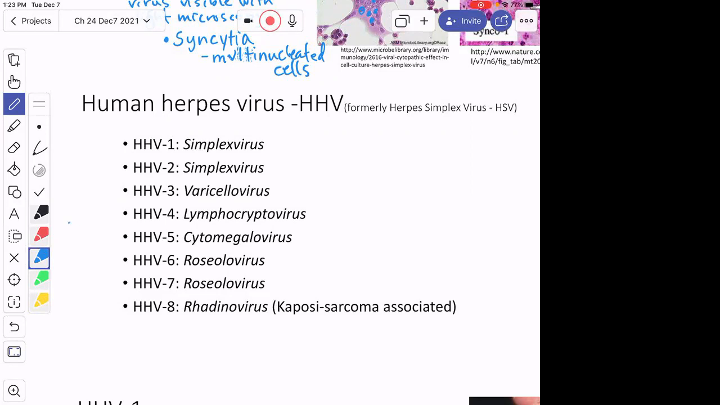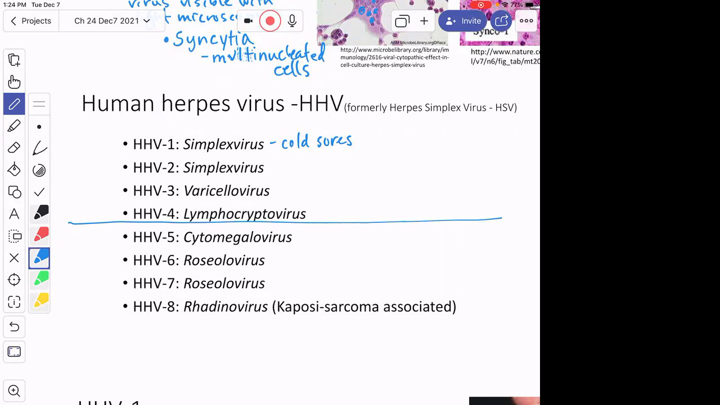We're going to look a little bit more closely at the first 4 of them. So HHV1, that's sometimes referred to as simplex virus. That's typically going to cause fever blisters or cold sores. Okay, you could think of it as above the waist herpes.